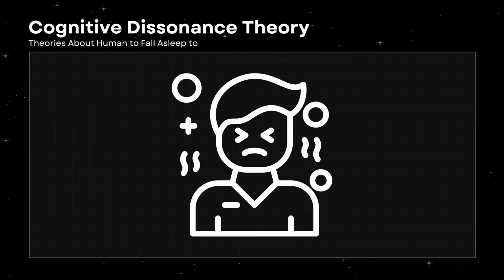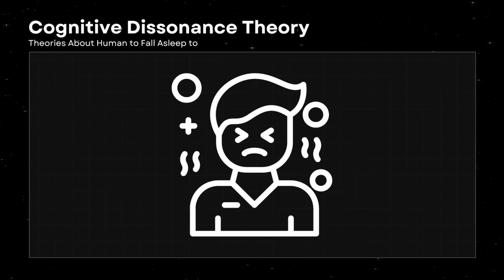In one famous study, Festinger and his team asked participants to do a boring task and then lie to the next person by saying it was fun. Some participants were paid $1 to lie. Others were paid $20. Later, the people who got just $1 said they actually liked the task more than the people who got $20. This sounds strange, but dissonance theory explains it.